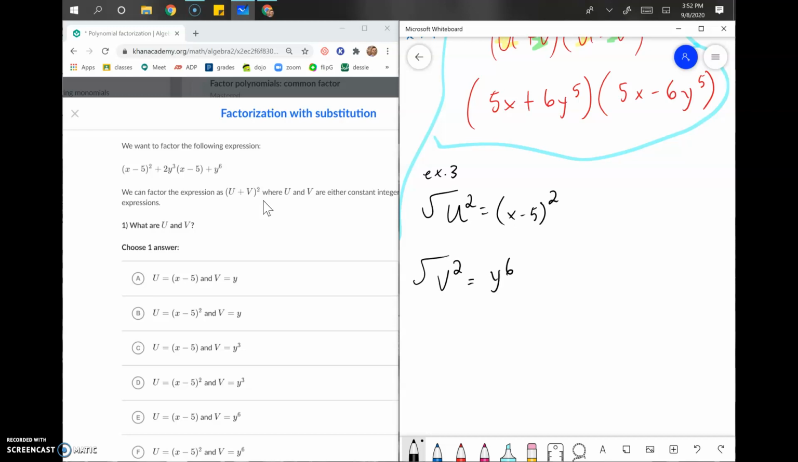I want to know what u and v are, so I've got a square root. This is going to be x minus 5. That was easy. These are inverses again. Here, I just divide, or I just figure out what the pairs are. Y to the 3rd. Boom, done. And now I'm just putting it in the form that it's asking us, so u plus v, squared. Well, we know what u is. Boom, boom, done. And we know what v is.